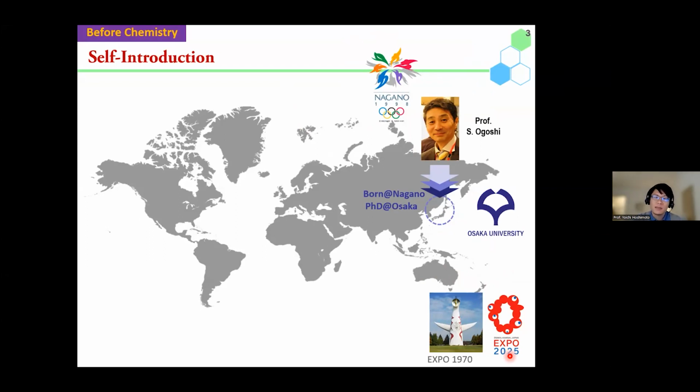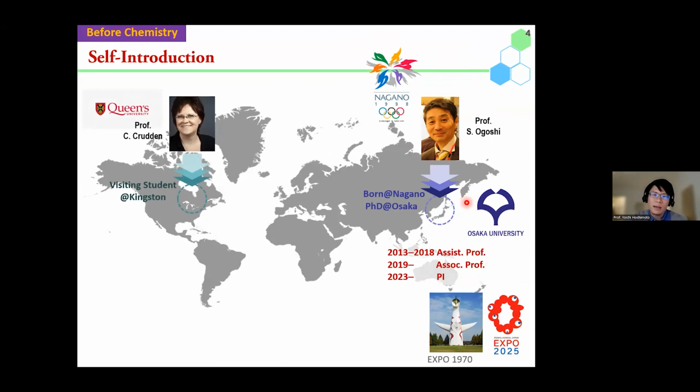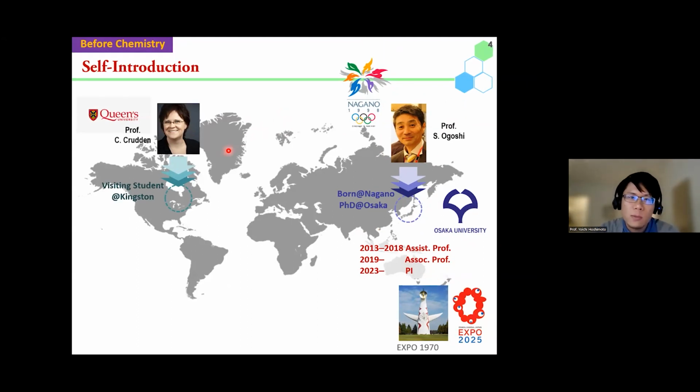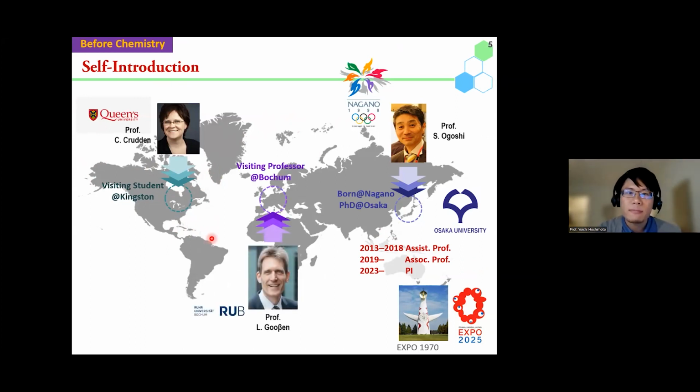Anyway, I studied for my PhD thesis under the supervision of Sensei Ogoshi. Then I started my independent academic career at Osaka University from 2013. And I also had wonderful experiences at Queen's University, Canada, under the supervision of Professor Cathleen Crudden, who is now head of ACS Catalysis. And now I'm joining Professor Lukas Gooßen's group at Ruhr University Bochum. So I'm going to talk from Germany today while fighting with slight jet lag. But I'm really happy if you can enjoy our team's chemistry.